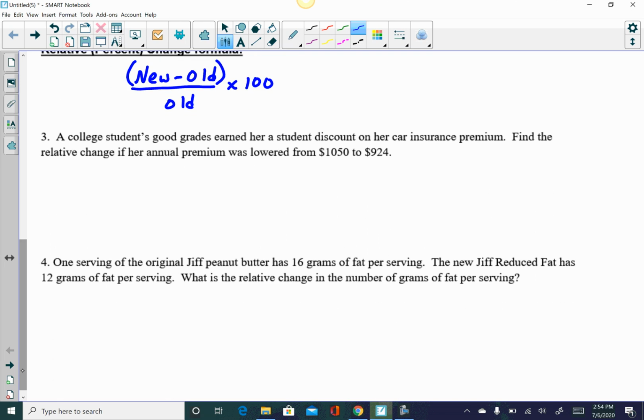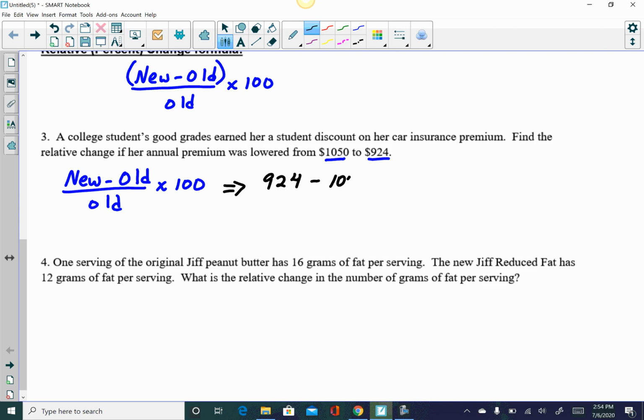In number 3, it says a college student's good grades earned her a student discount on her car insurance premium. They want us to find the relative change in her annual premium if it was lowered from $1,050 to $924. So we want to figure out what kind of percent decrease she was getting here. I'm going to write our formula here just so that we have it: new minus old divided by old times 100. So what is her new premium? Well, because she's a good driver, her new premium is $924 minus her old premium. What did she used to pay for insurance? $1,050, divided by that old amount, $1,050, and then we'll have times 100.